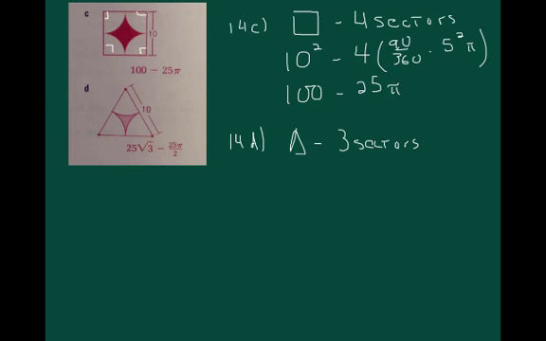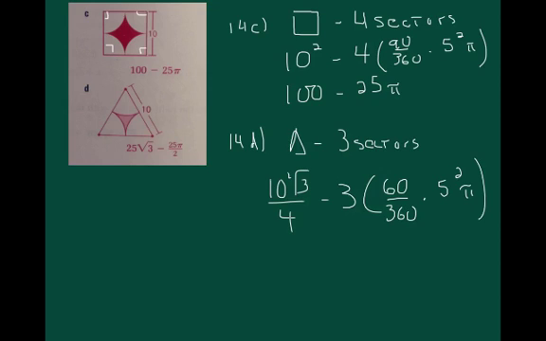Now let's take a look at part D. The area of this triangle is just going to be 10 squared root 3 over 4, because that's a regular triangle. And then we're going to subtract the 3 sectors. 3 times 60 over 360 times, again, 5 squared, because 5 is the radius of those circles, so the area of them will be 5 squared pi. If we simplify that, we get 25 root 3 minus 25 pi over 2.